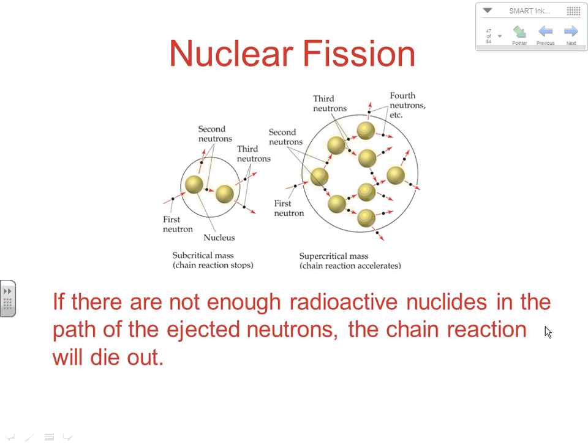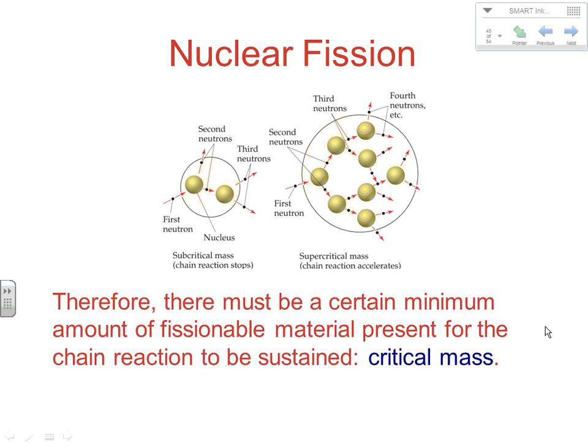So if we want a nuclear bomb, an expanding reaction that takes place within a split second and gets out of control and releases massive quantities of energy, then we have to get these things compressed and forced very, very close together. Therefore, there must be a certain minimum amount of fissionable material. Like in the case of uranium-235, you've got to have enough uranium-235 close enough together to get the chain reaction going and make it sustained. And that's what's known as a critical mass.